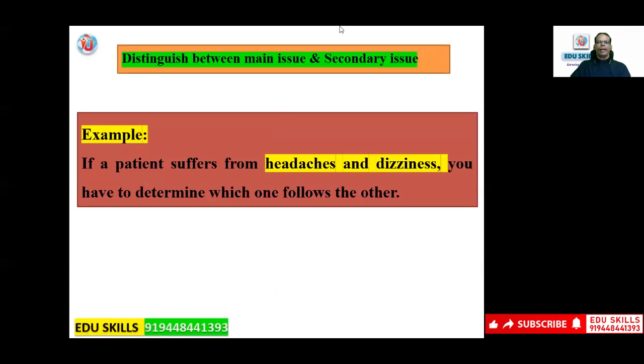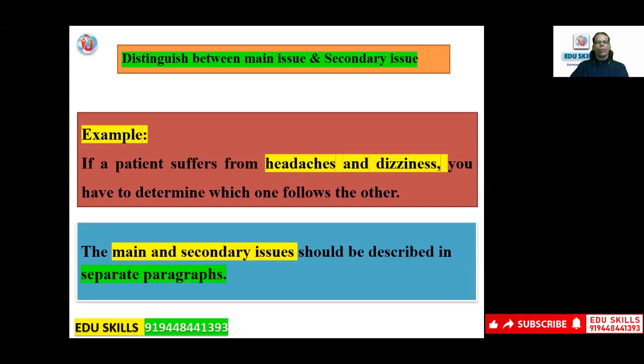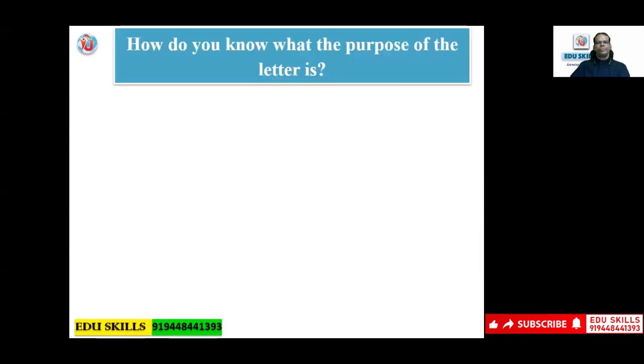Yes, I told you, distinguish between the main issue and the secondary issue. For example, if a patient suffers from headache and dizziness, you have to determine which one follows the other. That's the importance, and if you miss that, the whole track will be missed. The main and secondary issues should be described in separate paragraphs. Don't mix them up. Definitely the main issue should be expanded in the very next paragraph after the introduction, that is the very second paragraph of your letter.